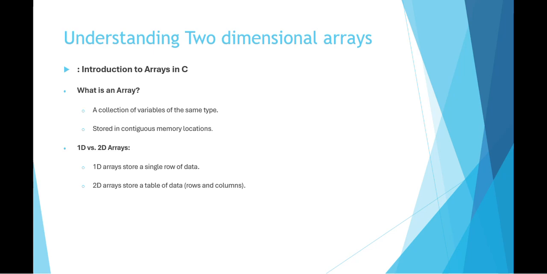What is the difference between a one-dimensional array and a two-dimensional array? A one-dimensional array stores a single row of data. Only one value can be stored per position in the one-dimensional array. What are two-dimensional arrays? Two-dimensional arrays can store data in the form of rows and columns.